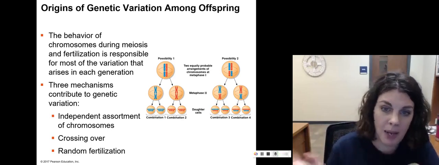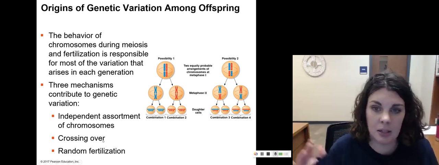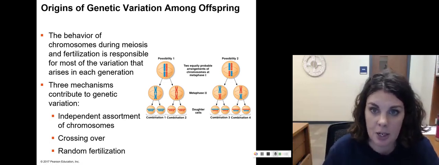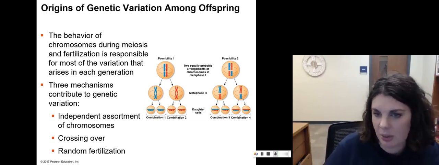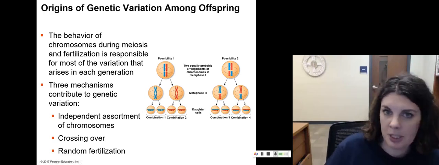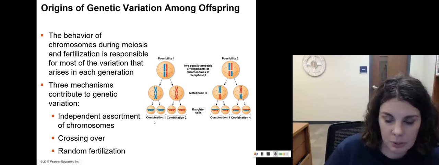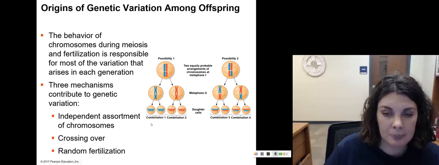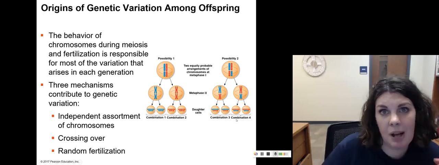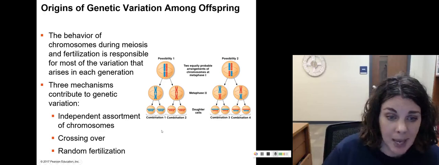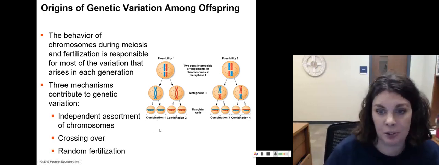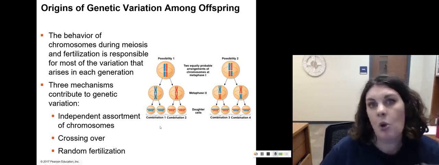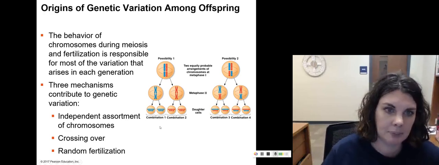Crossing over, we've already talked about crossing over, when ends of chromosomes can swap, break off, and reattach to the other chromosome. And random fertilization. So at the end, you have all these different combinations of eggs. They're not all going to go on to produce, you are not going to have 8,000 or however many children. You're probably going to have a couple. And it is a random decision of which egg gets fertilized. It's a random decision of which sperm fertilizes that egg.